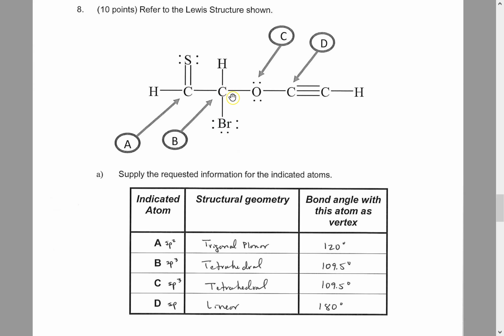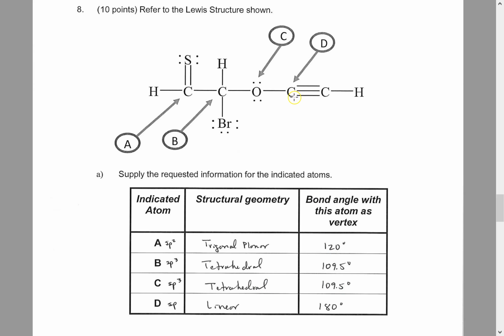So around this carbon atom, we count sigma bonds. I got 4 sigma bonds, no lone pair electrons, so 4 plus 0 is 4. So you're looking at sp3 hybridization, tetrahedral, and 109.5 is the angle. Here for this oxygen, we got 2 sigma bonds, we got 2 lone pair electrons, so 2 plus 2 is 4. So again, you're looking at sp3 orbital hybridization, tetrahedral, 109.5.